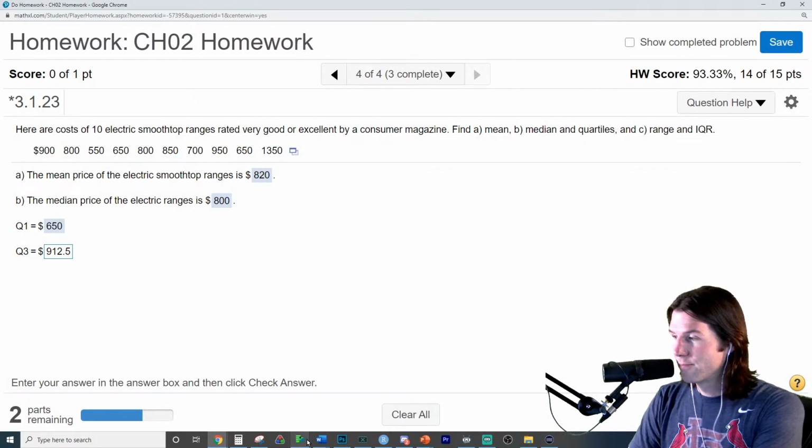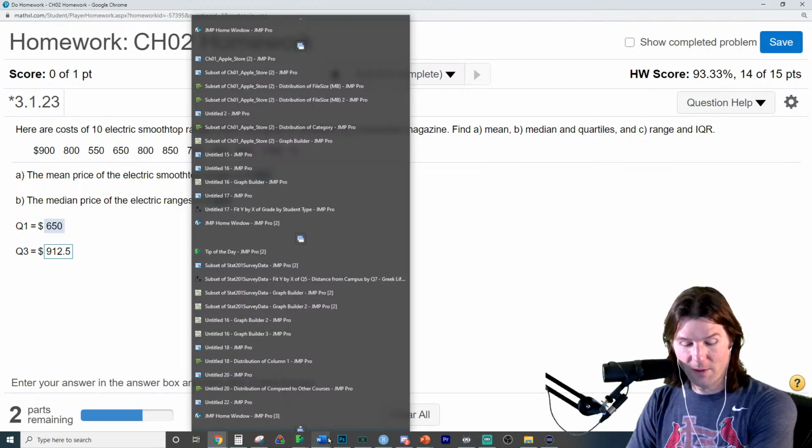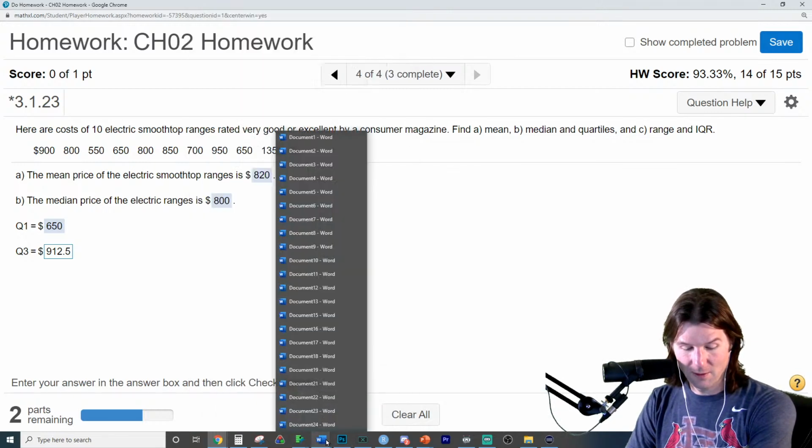Q3. Ooh, you'll get to find out what's after Diamond. You'll get to find out.